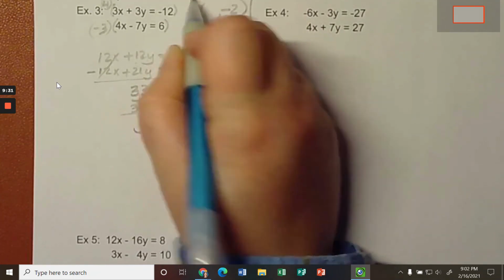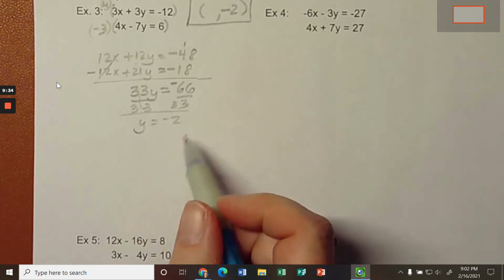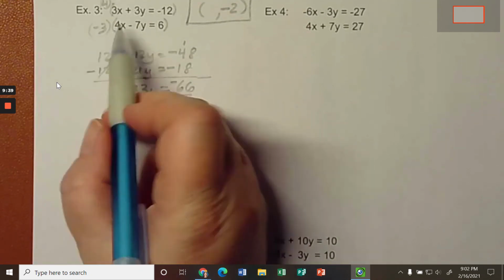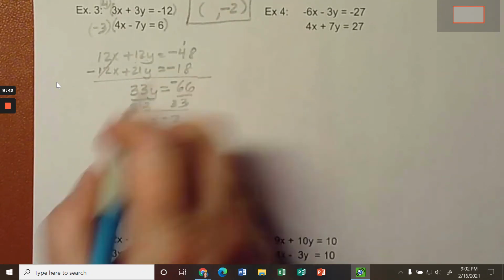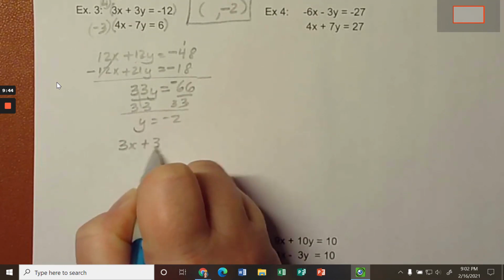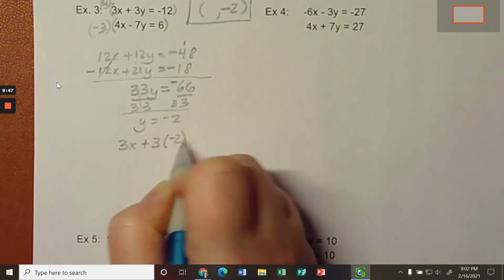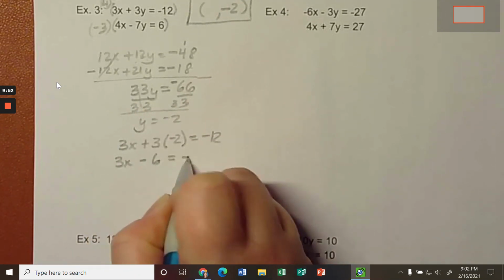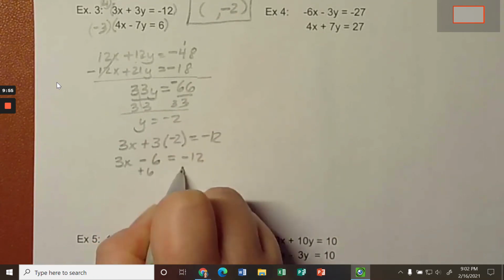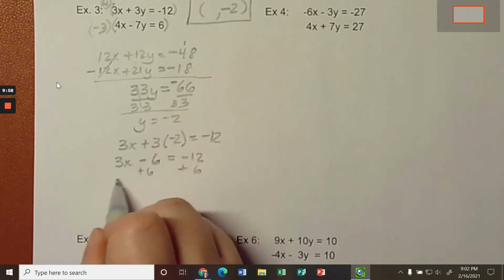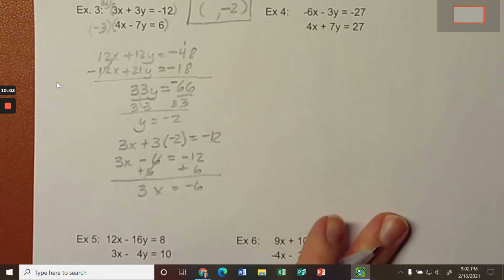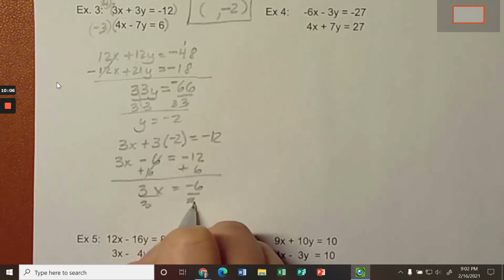So we have the y coordinate of our term, and then I can plug that into either equation. So I'll just plug it into the top equation and solve for x. So 3x plus 3y equals negative 12. But instead of y, we will sub in negative 2. So 3x minus 6 equals negative 12. Add 6 to each side. This gives us 3x equals negative 6. Divide each side by 3 to get x equals negative 2.